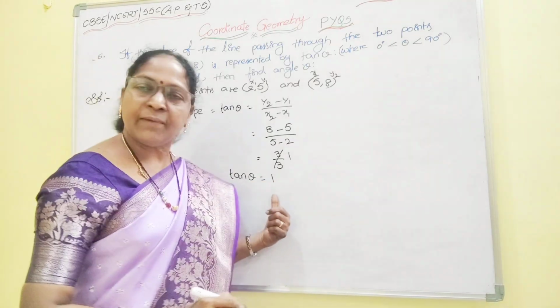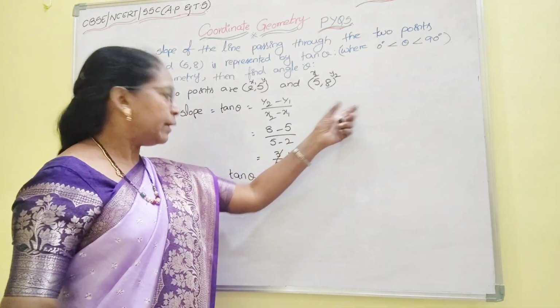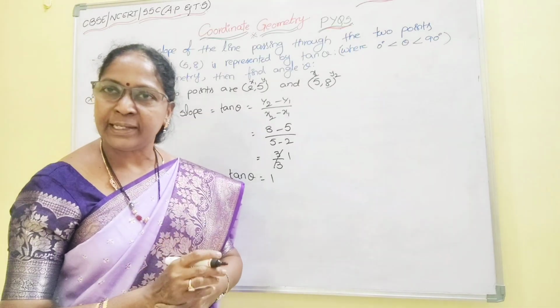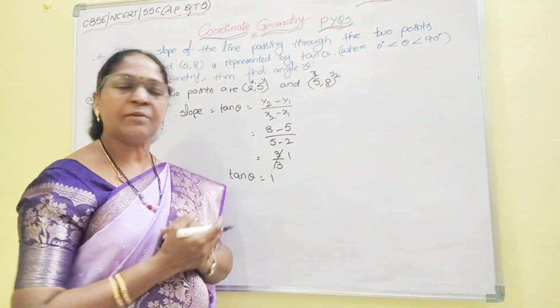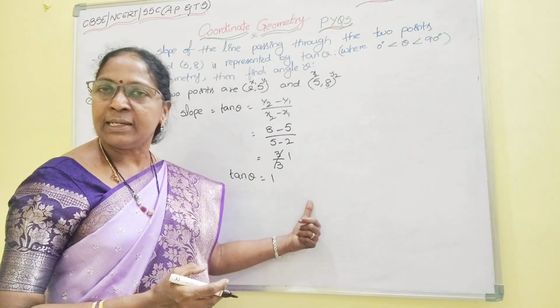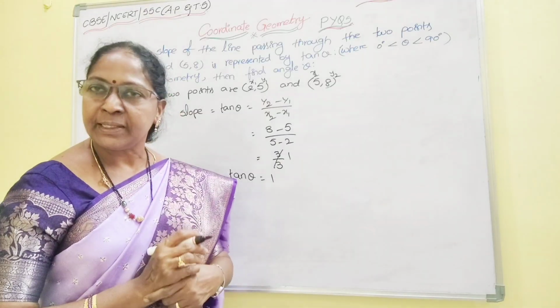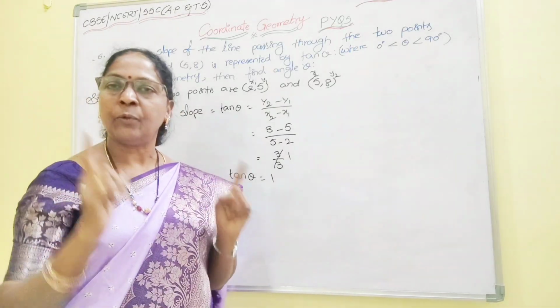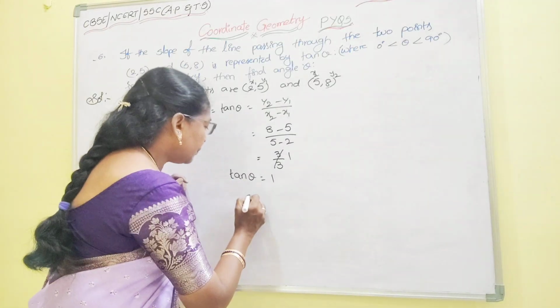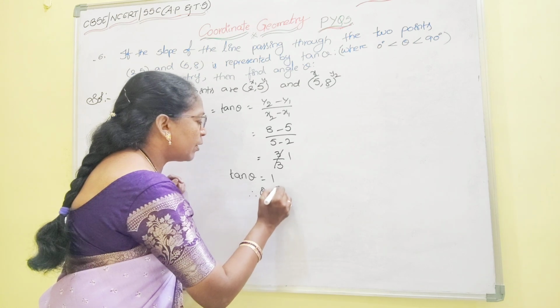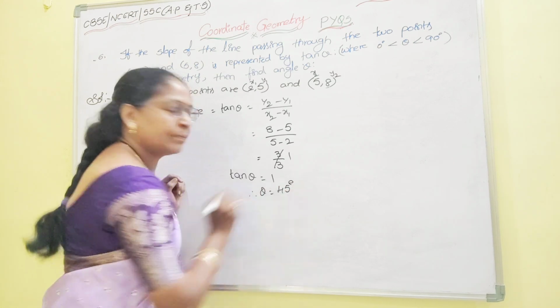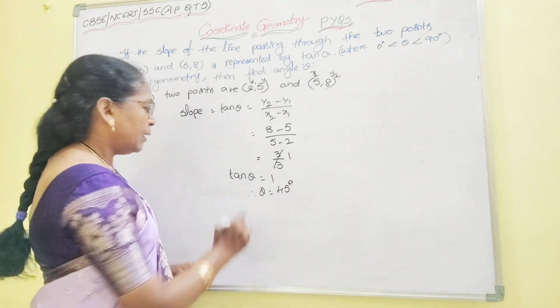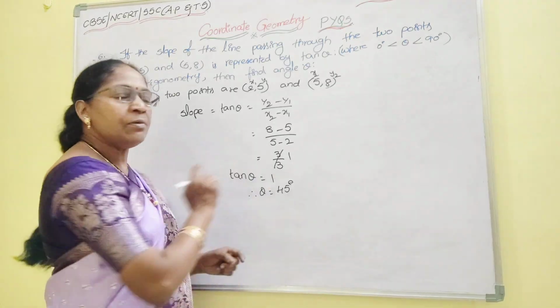Whenever tan theta equals 1 in trigonometry, theta equals how many degrees? If we know the tabular form, then we can find it easily, where tan 45 equals 1. We should know those values. So, therefore, theta equals 45 degrees. This is the final answer. Therefore, theta equals 45 degrees.